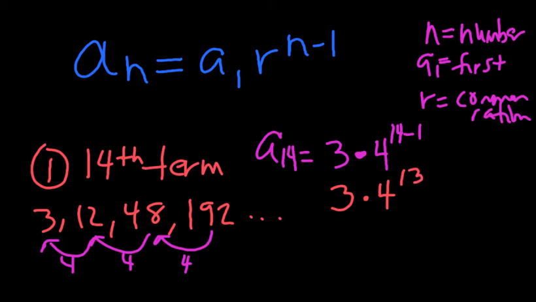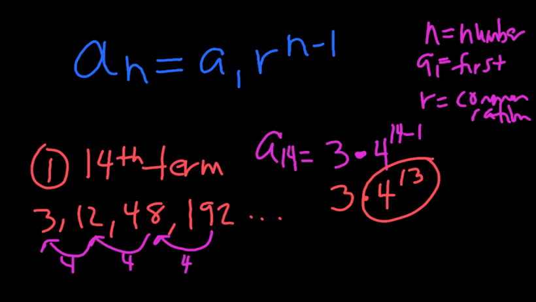Now, 4 to the 13th, you're probably going to have to get a calculator out to do that, because there's really not a good way to do it without a calculator. So that's perfectly fine if you want to do that. Get your calculator and go 4 to the 13th power. We'll talk about how to do that in class. And then multiply it by 3. So this part goes first, then get that answer, multiply it by 3.